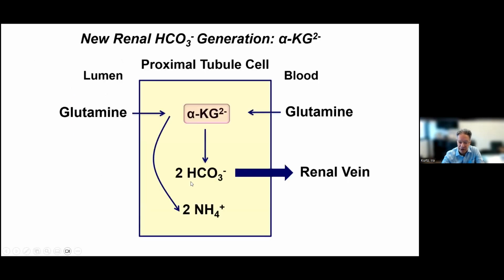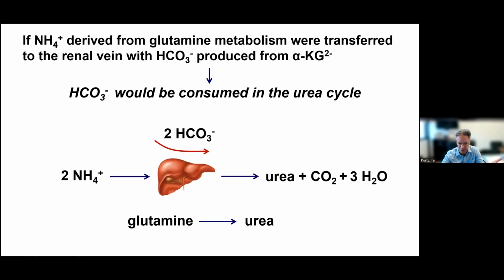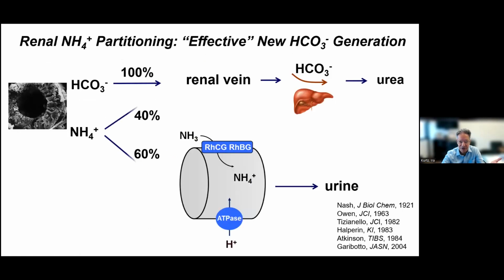So you would just think intuitively that maybe the ammonia is not sent into the basolateral side. Maybe the ammonia is sent into the lumen, and then the kidney just dumps it. Why is any ammonia sent back? Well, it turns out that that's almost true, but not totally true.